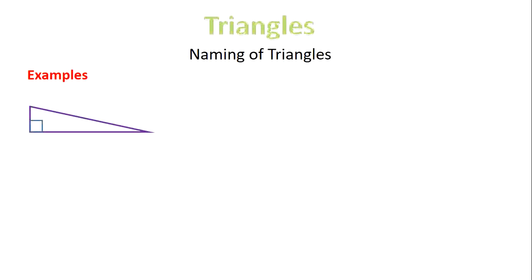My next triangle. Alright, so I look at it, it's got a 90 degrees. That's the first thing that should jump out. 90 degrees. Second thing, are any of the sides equal in length? No, they're not. And so this is a right angle scalene triangle. Right angle scalene triangle. It's a right angle triangle, none of the sides are the same length.